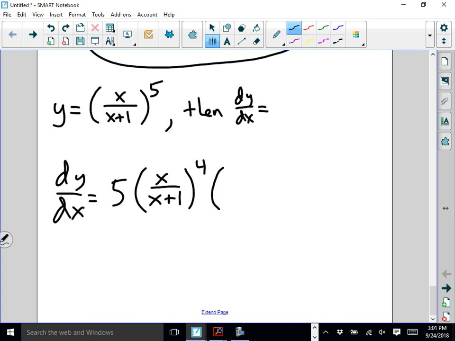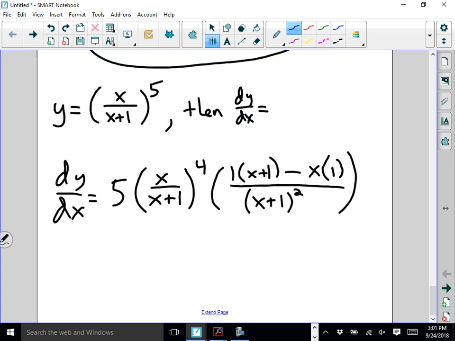Well, to do the derivative of the inside, I need to use the quotient rule. So the quotient rule says I do the derivative of the top. The derivative of x is 1 times the bottom, x plus 1, minus the top times the derivative of the bottom, all over the bottom function squared. Now, this is the correct derivative. This is the correct answer.